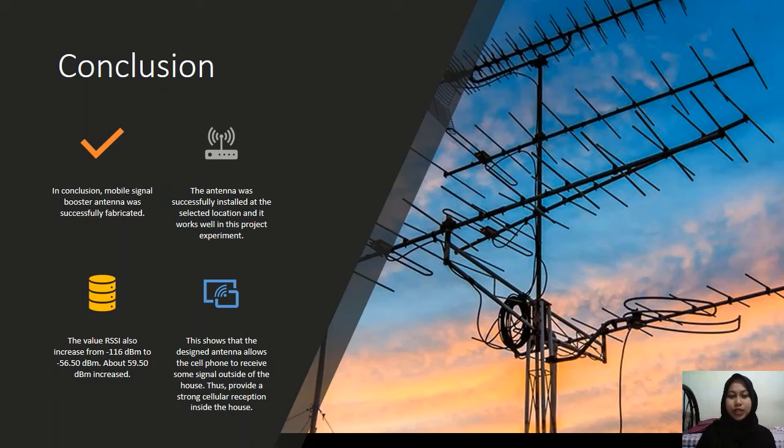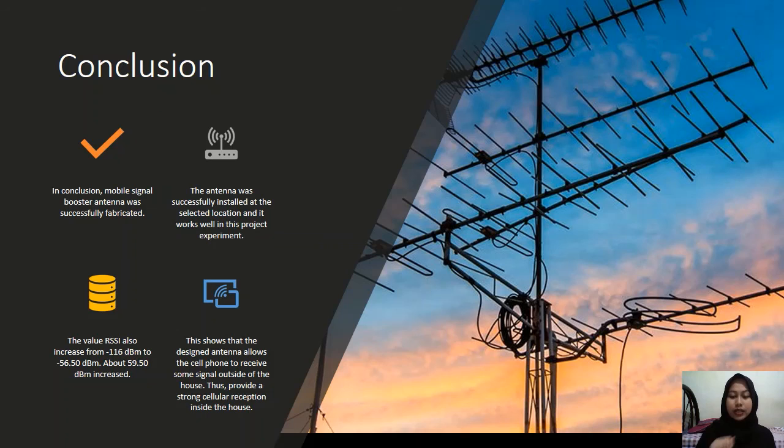So we have come to the end of this slide presentation, which is to conclude the project. So in conclusion, the mobile signal booster antenna was successfully fabricated. And the antenna was successfully installed at the selected location, which is in my house, where the signal strength is not good enough. And it works well in this project experiment, as shown in the results part.